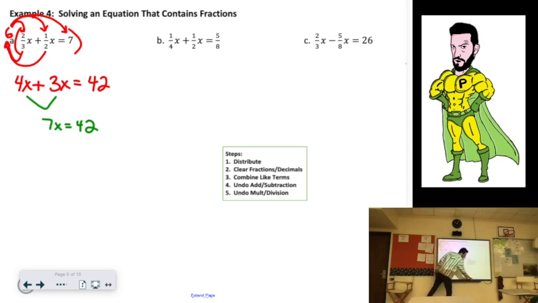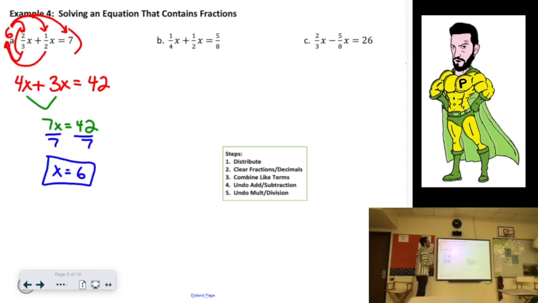No addition or subtraction to undo, so then we can just divide by the 7. We'll get x equals 6. Great. Let's try it 2 more times.